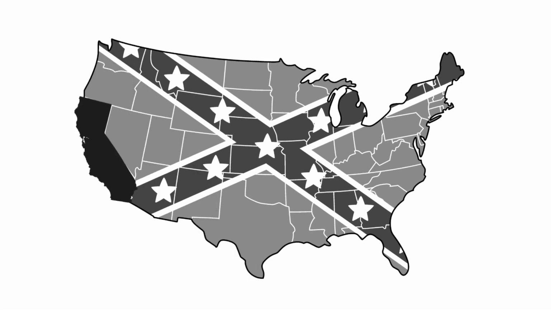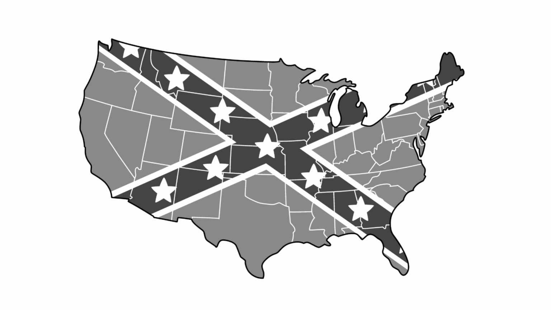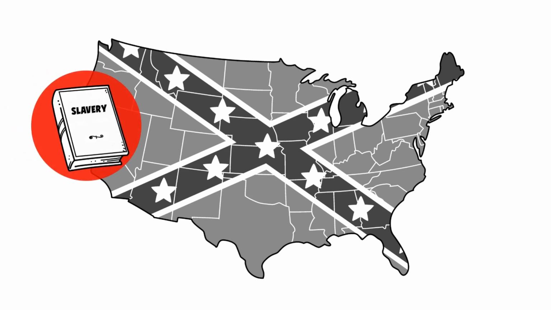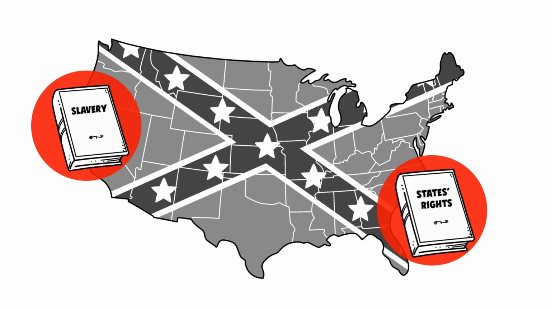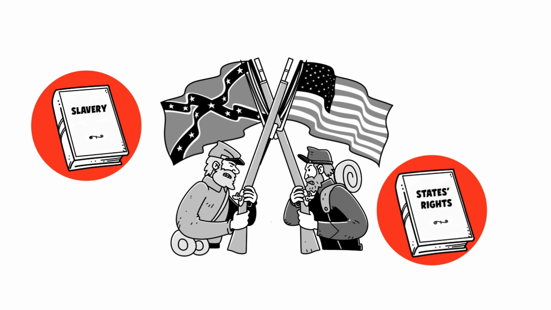Some states, like California, might highlight the diversity of historical figures, while other states, like Texas, might highlight the influence of Christianity. So, when it comes to the Civil War, why do some textbooks cite slavery as the cause, while others cite states' rights? How did this division begin? And is it as old as the Civil War itself?